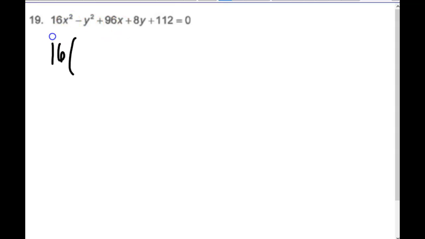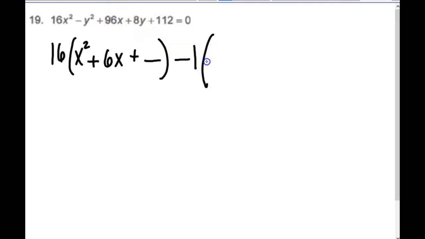Okay, I have 16 x squared. If I take a 16 out of 96, I get 6x plus blank. Now, I have to factor something out of the y's. What do I have to factor out, guys? A -1. Because the y squared coefficient has to be +1. So I'm taking a -1 out. So this just becomes a y squared, but this is where everybody messes up. When I take a -1 out of plus 8y, I have what? Minus 8y.